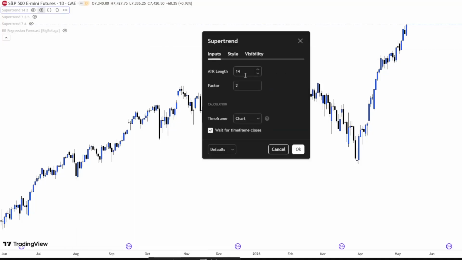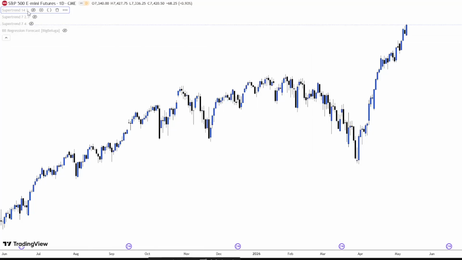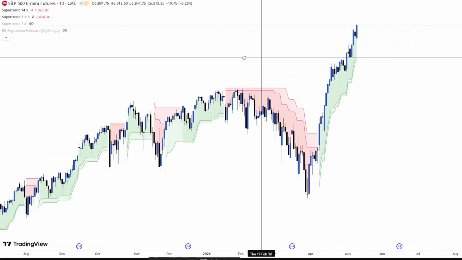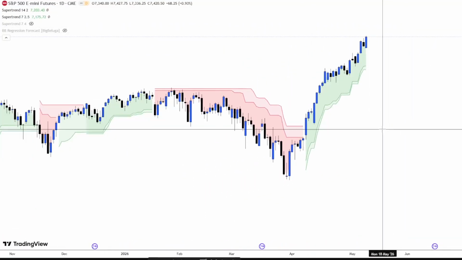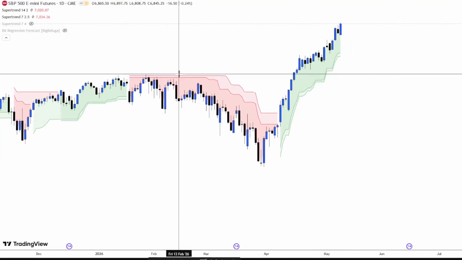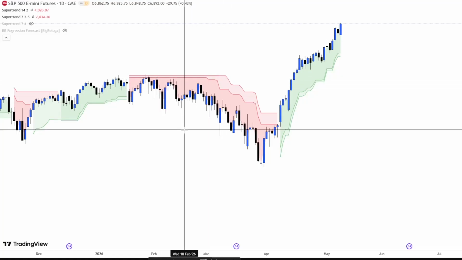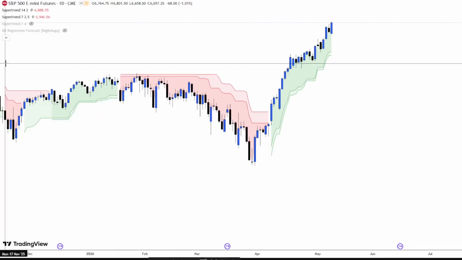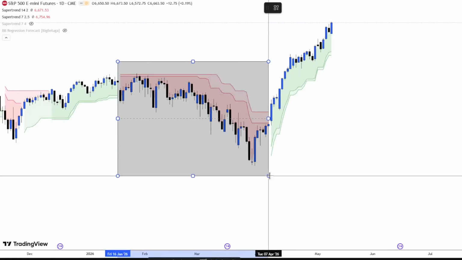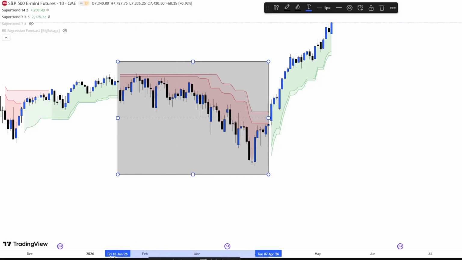So this is how the Supertrend is. Usually we use this to identify the trend. So basically it's like this. If the Supertrend says bearish and bearish, so both of them, that means we are going to look at this area here, from the 16th of January till the 7th of April. So we're looking only for sells.